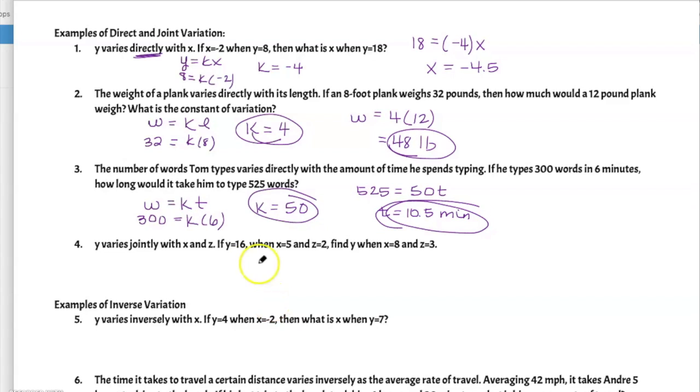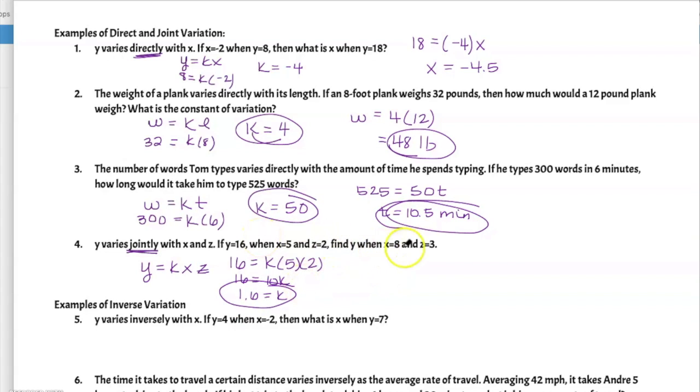And number 4 is an example of joint variation. So we're going to see the difference there. They're going to say it varies jointly with x and z. So y is equal to k times x times z. If y is equal to 16 when x is 5 and z is 2, so again we're just plugging in everything that we're given. So that would be 10 times k, and then divide both sides by 10. So our constant of variation for this problem is 1.6.